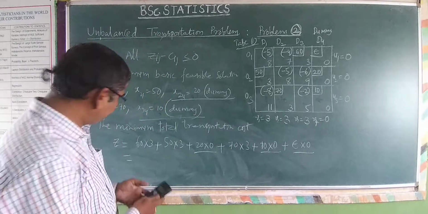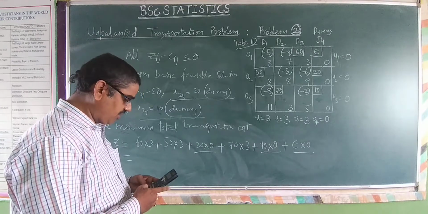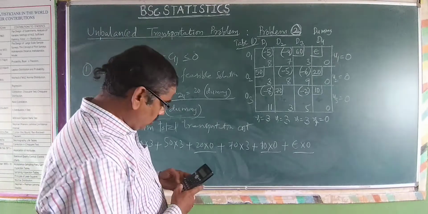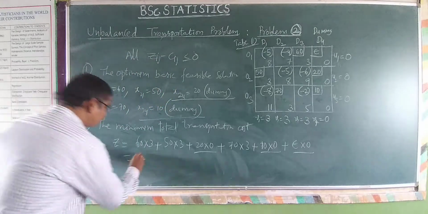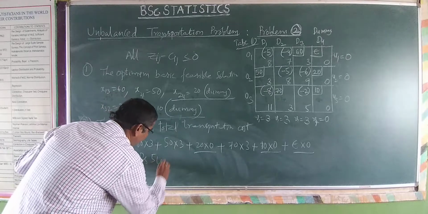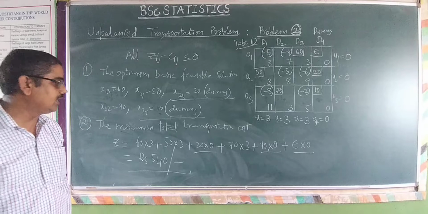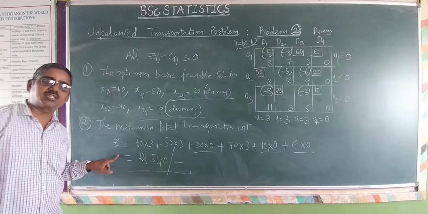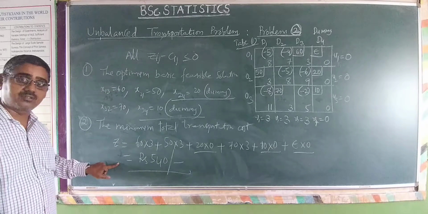I calculate: 180 plus 150 plus 210 is equal to 540. So the value is rupees 540. This is the calculation you have. And the minimum total transportation cost is 540 rupees. That is the optimum solution.